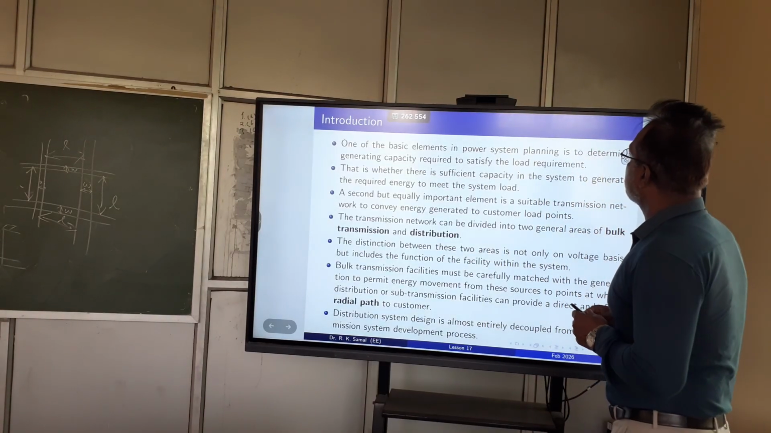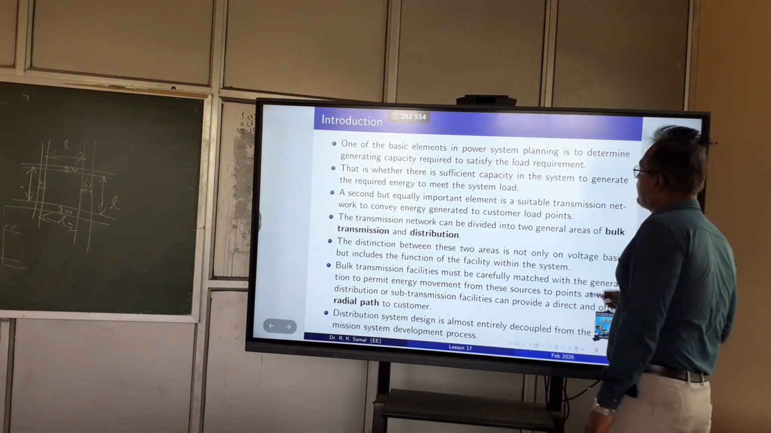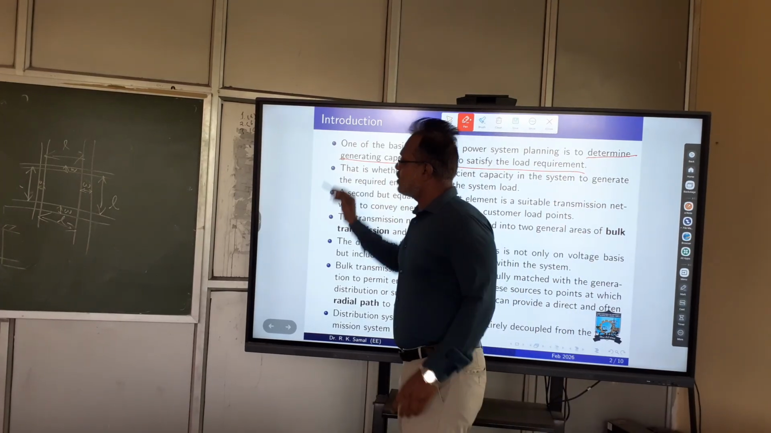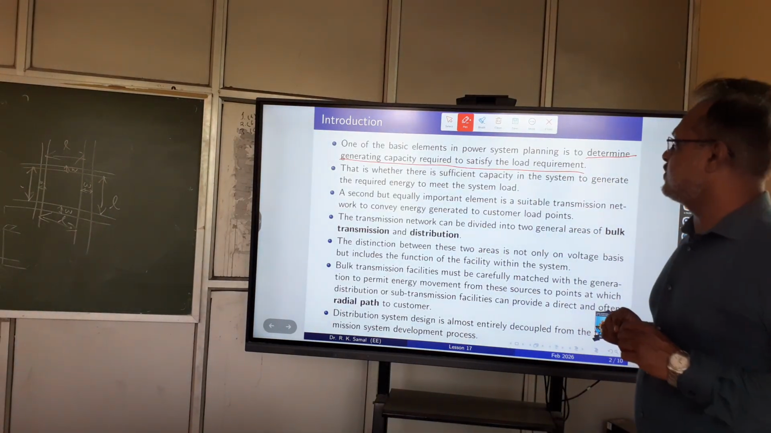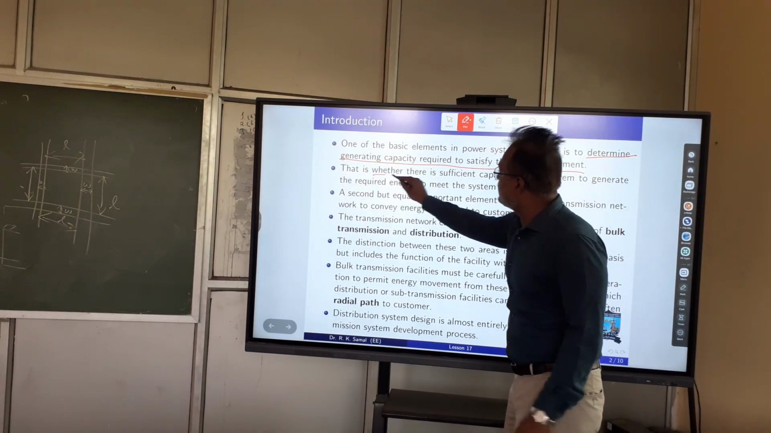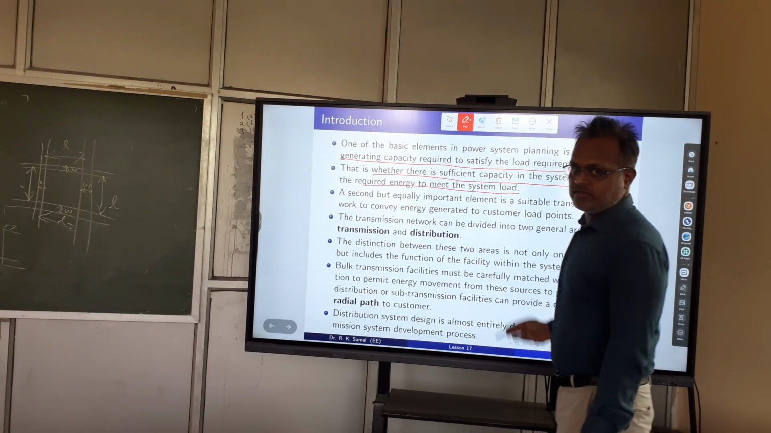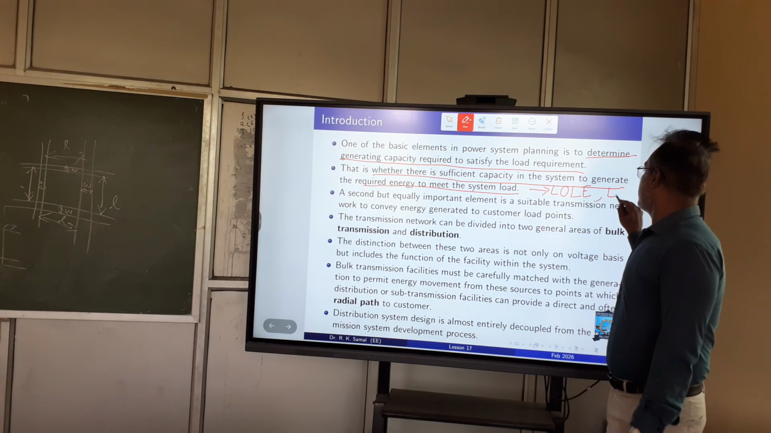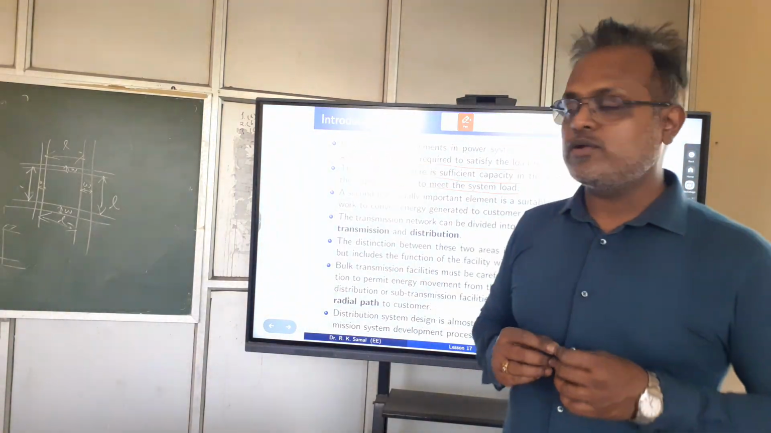One of the basic elements in power system planning is to determine the generating capacity required to satisfy the load requirements. So this was the topic of almost the whole of module 1, which is the most important topic, generation capacity reliability evaluation. What was the objective? Whether there is sufficient capacity in the system to generate the required energy to meet the system load. And we computed two indices, loss of load expectation and loss of energy expectation. These are the most important indices for power system reliability evaluation.